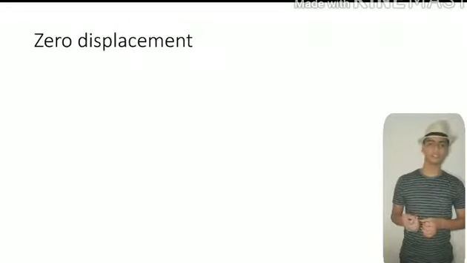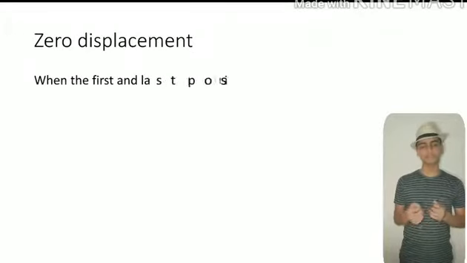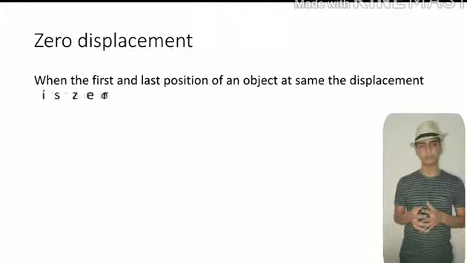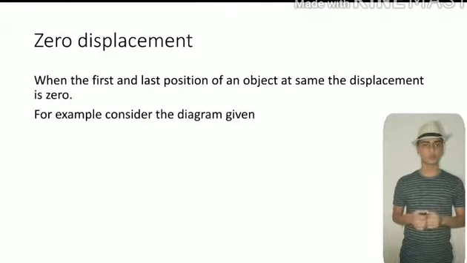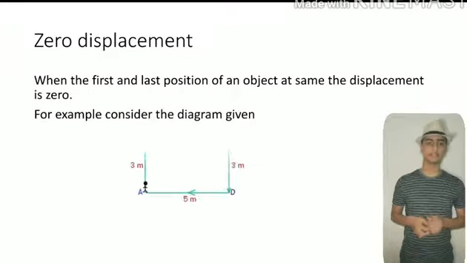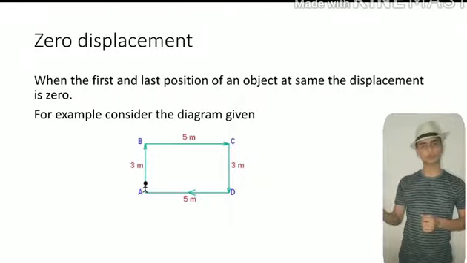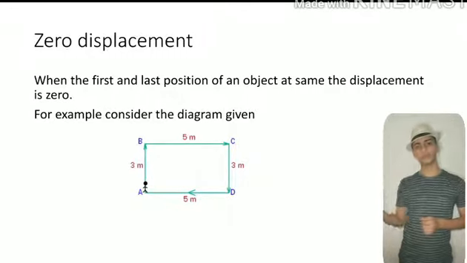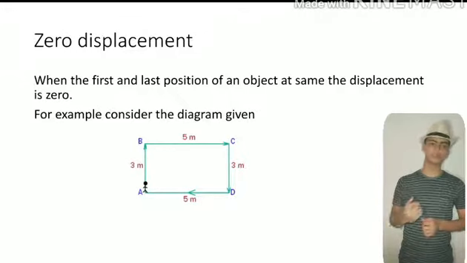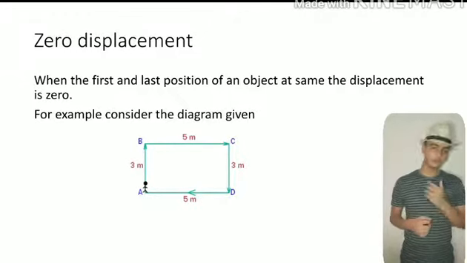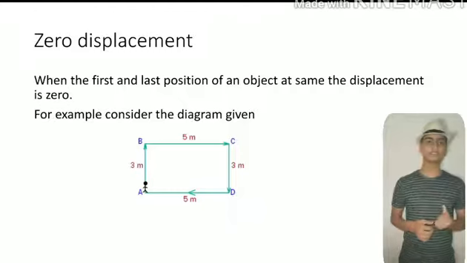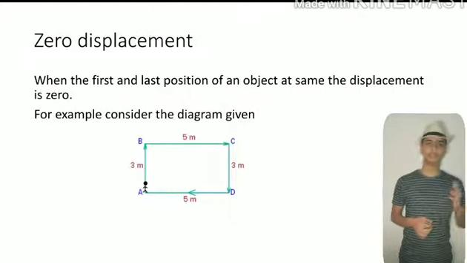Knowing about the zero displacement, when the first and last position of an object are the same, the displacement is called zero. As in another example, if we consider we are going from our home to a school and coming back from school to home, then the displacement we are making is zero, as the total distance between our starting point and the final point is zero.